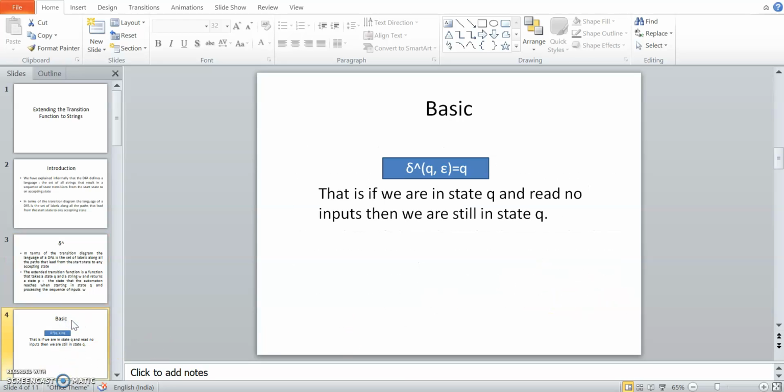Initially, suppose the string read is an empty string. So what will be the new state? You will be in the same state. So the delta transition function of Q and epsilon is equal to Q. That is, if we are in a state Q and read no input, that means the empty string, then we are still in the state Q.